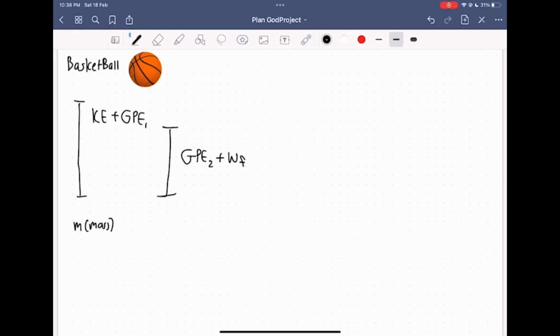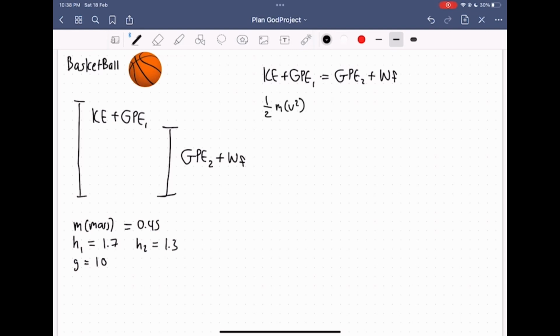First, let's list out what we have. We have the mass of the basketball, which is 0.45 kilograms, the initial height at 1.7 meters, and gravity, which is fixed at 10. Now, the height that the ball bounced back up is 1.3 meters. We can say that KE plus GPE will be equal to GPE2 plus the work of the sound produced. So we can plug in the values that we have.